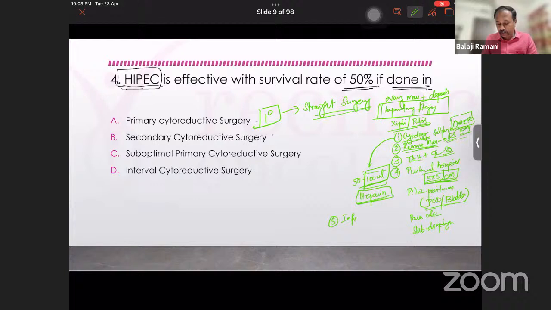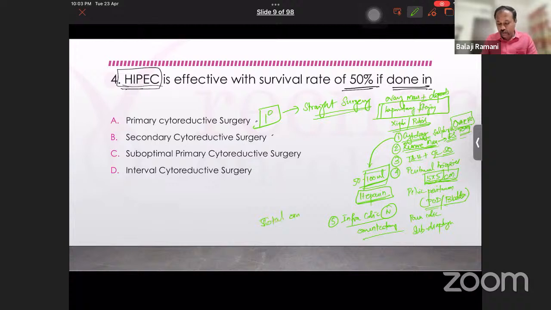minimum is an infracolic omentectomy. When will you stop with an infracolic omentectomy? When it looks grossly normal. When it's a normal omentum, you'll do an infracolic omentectomy. Otherwise, you'll do a total omentectomy.